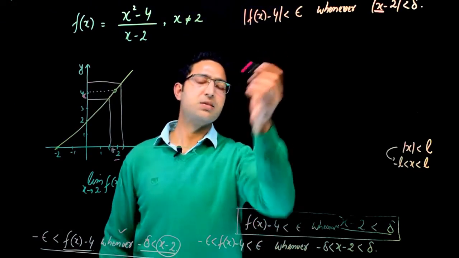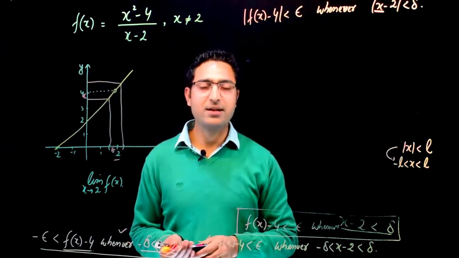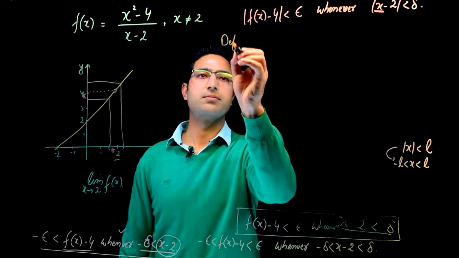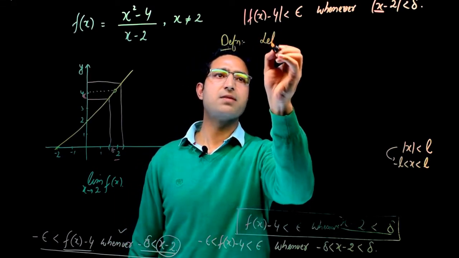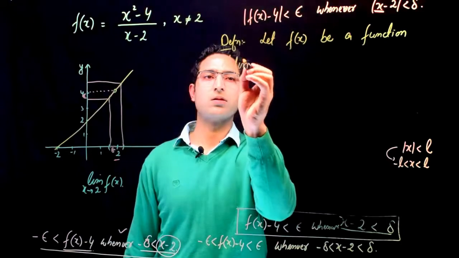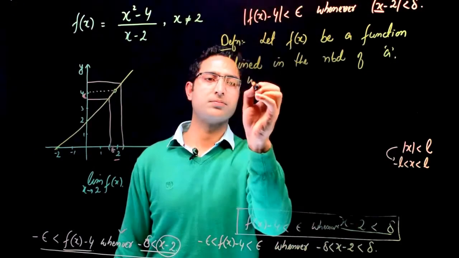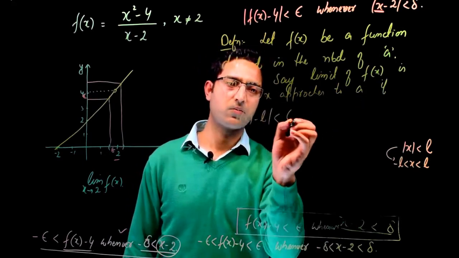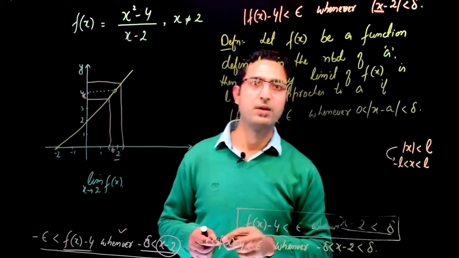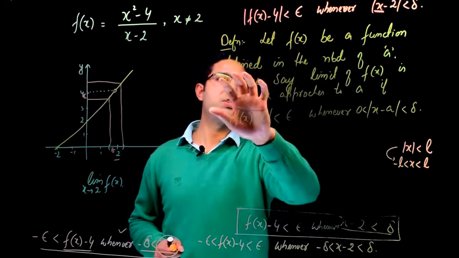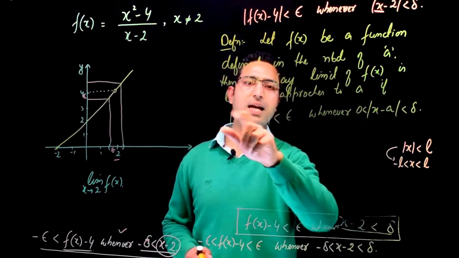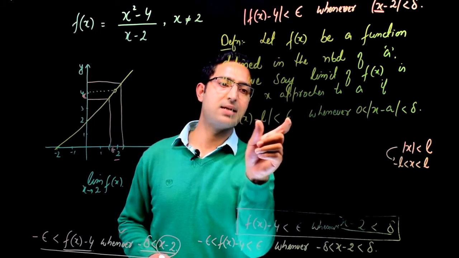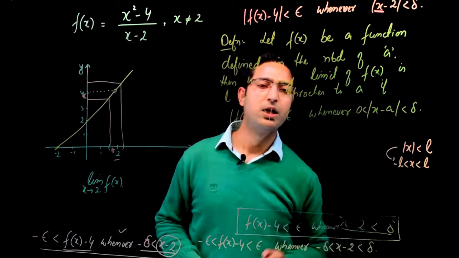So this leads me to the final general definition of the epsilon delta definition. So the definition is like this: let f(x) be f. So this is the definition. Whenever f(x) is a function defined in the neighborhood of a, then we say the limit of f(x) is L as x approaches a if the difference between f(x) and L is less than epsilon, whenever we take the difference between x and a to be less than delta.